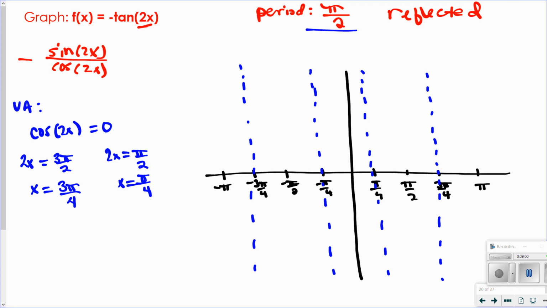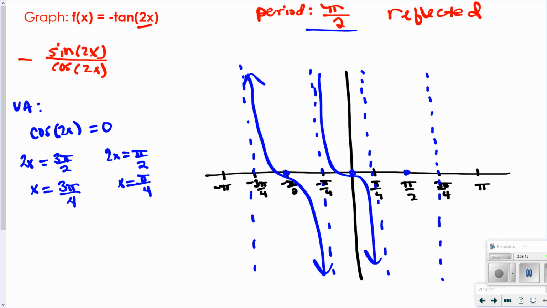So anyway, our x-intercepts will be right in the middle of the asymptotes. And then tangent would generally increase from left to right, but again, because of that reflection, it's going to decrease from left to right. It's going to look something like this. And this here is 3 full periods. You can graph the 2 on either side of the farthest asymptotes, but I'm not going to because 3 is good for me.